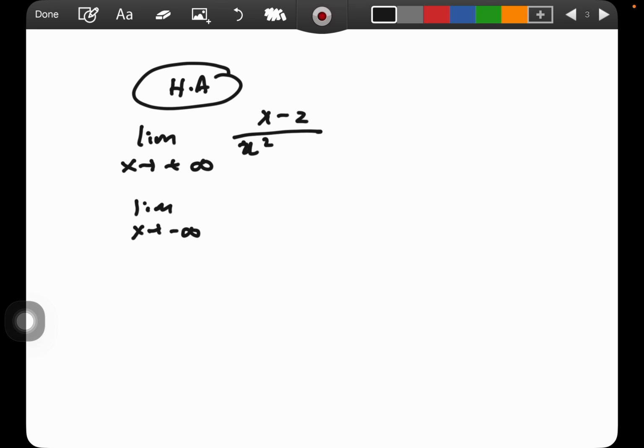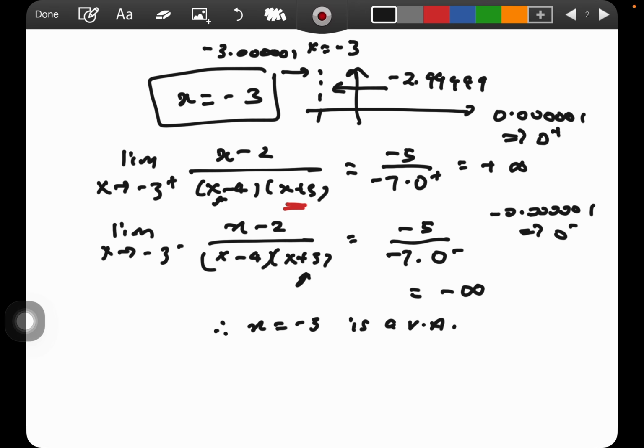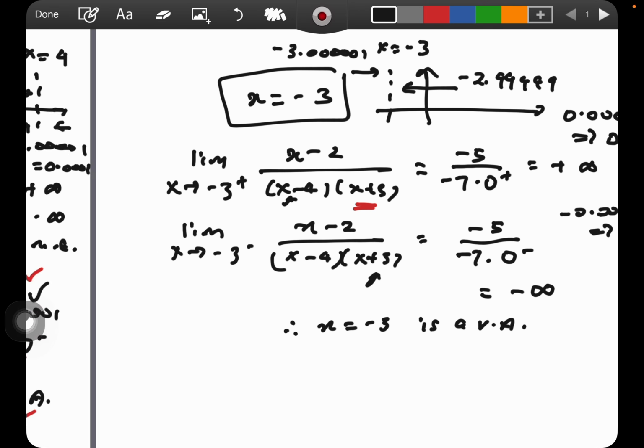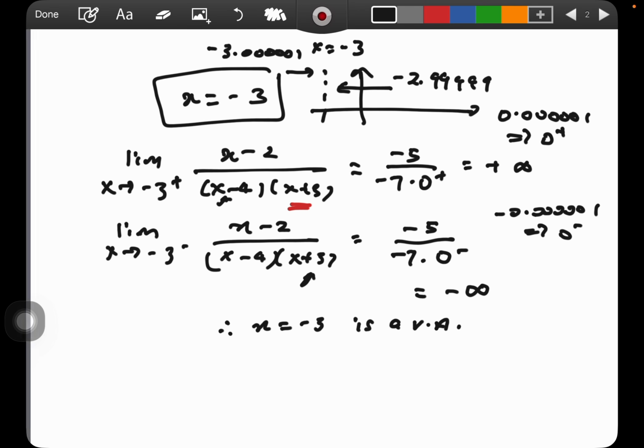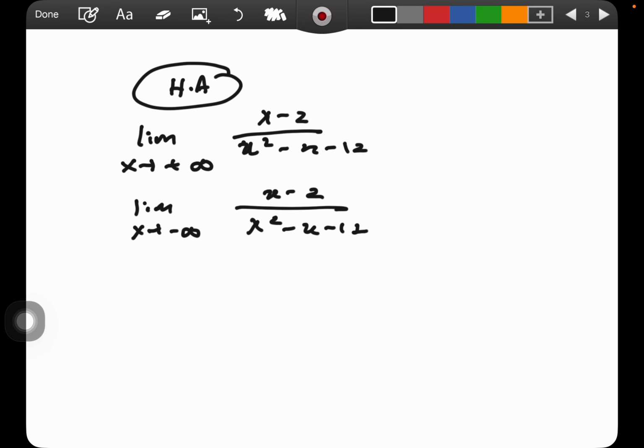So for that purpose, I'm just going to expand back supaya senang sikit kita punya pengiraan. x square minus x minus 12. Okay, hope my function is correct. x minus 2, then bawah itu is x square minus x minus 12. Right. Okay, so dekat sini kenapa? Okay, we are doing this and this.